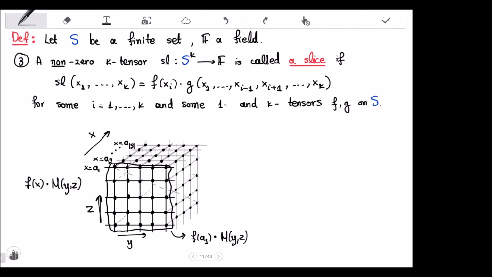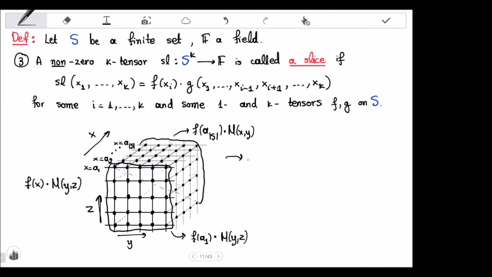Same for the next level. So for the very final level here, you see that x is fixed, so I have f of a_s times, again, the same matrix. So we see that for a slice, there is one direction, in particular the direction of this xi variable, such that all the layers in that direction are multiples of a single layer.